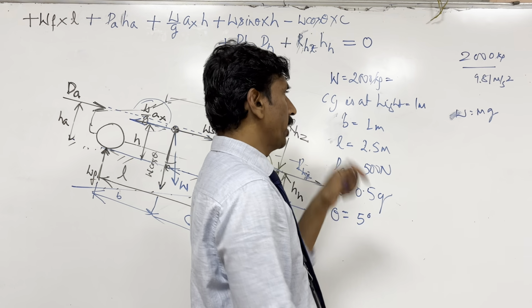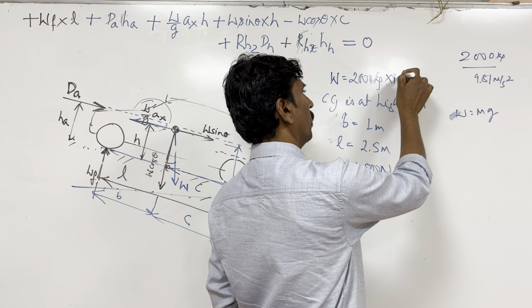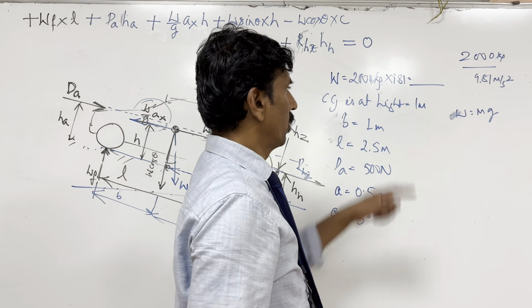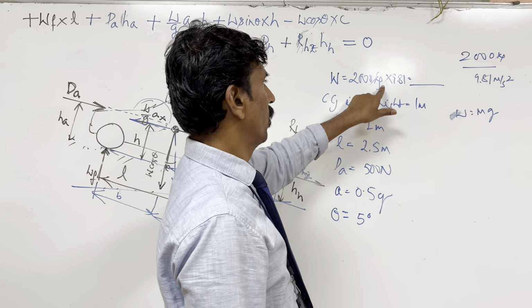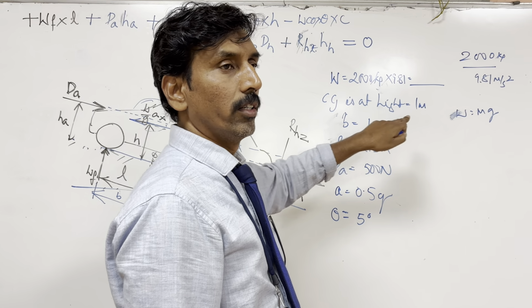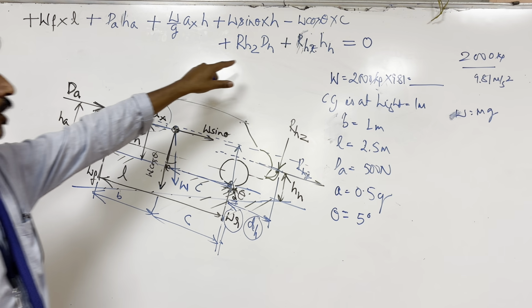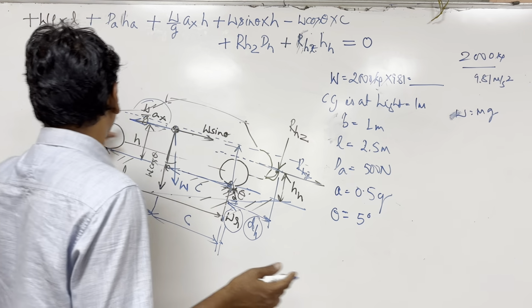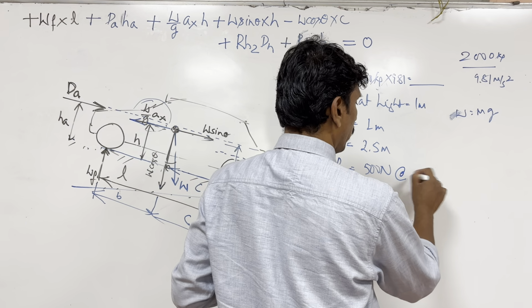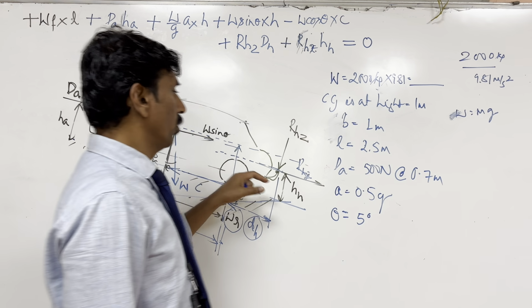So 2000 kgs is how many newtons? Multiply it by 9.81, kg meter per second square. As and when it is required, we will give the data. So the aerodynamic drag of 500 Newton acts at a height of maybe 0.7 meters, and also the hitch is not there.